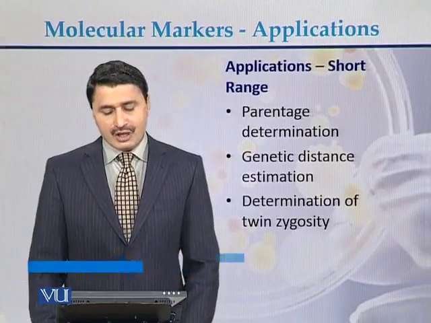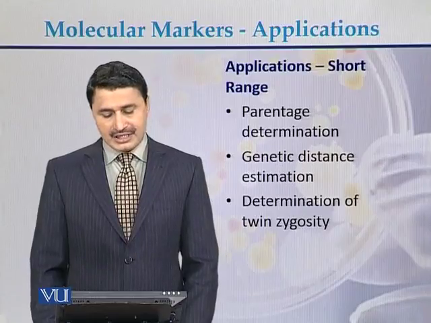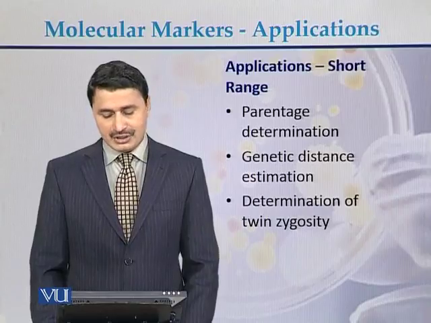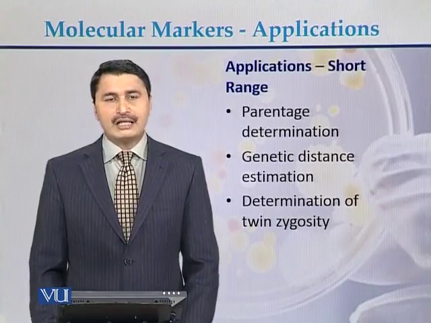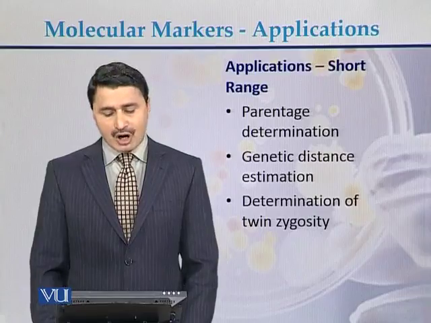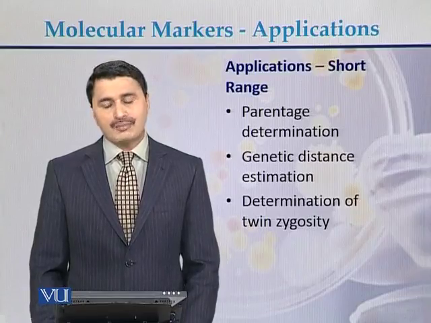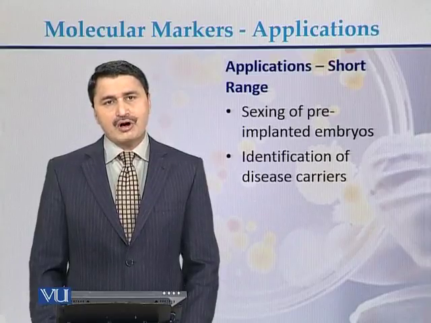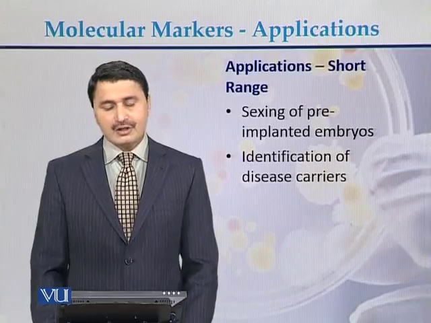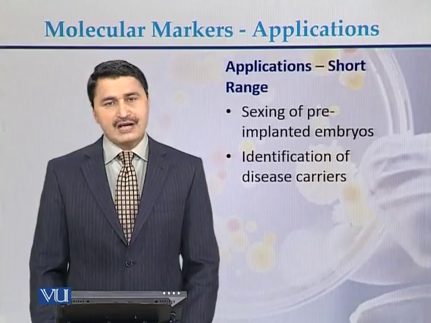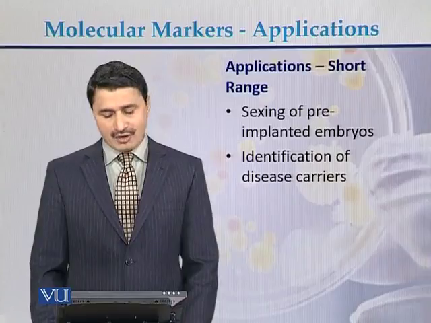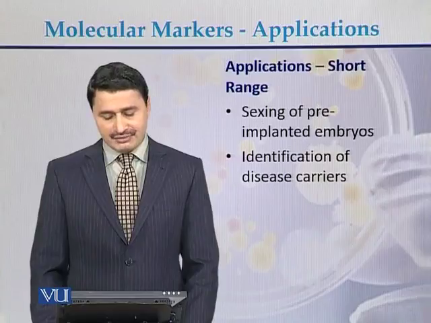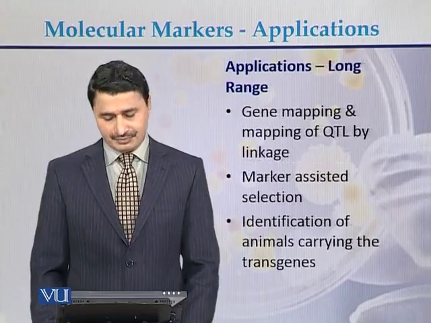Short-range applications of molecular markers are parentage determination, genetic distance estimation, and determination of twin zygosity. Other short-range applications include sexing of pre-implanted embryos, meaning that we can determine the sex of the pre-implanted embryos, and we can use them for the identification of disease carriers.